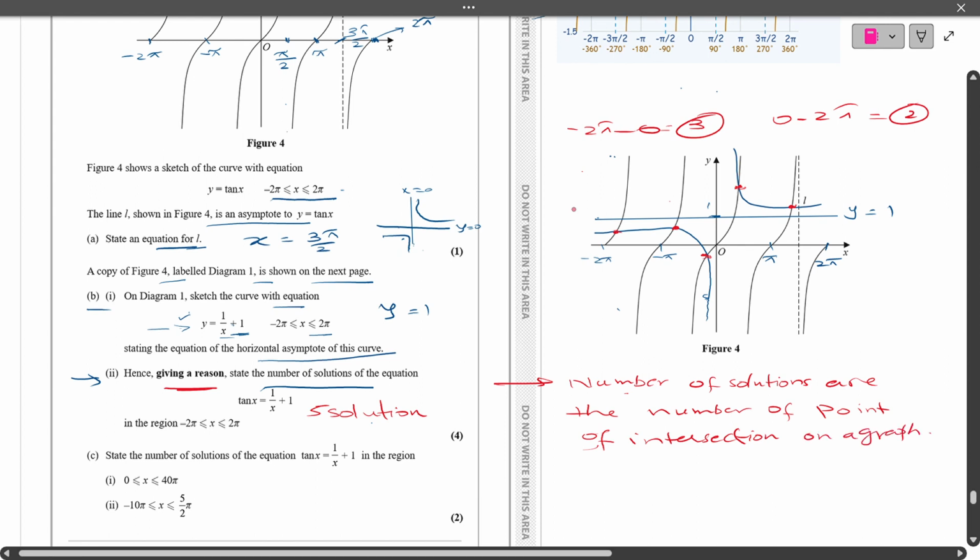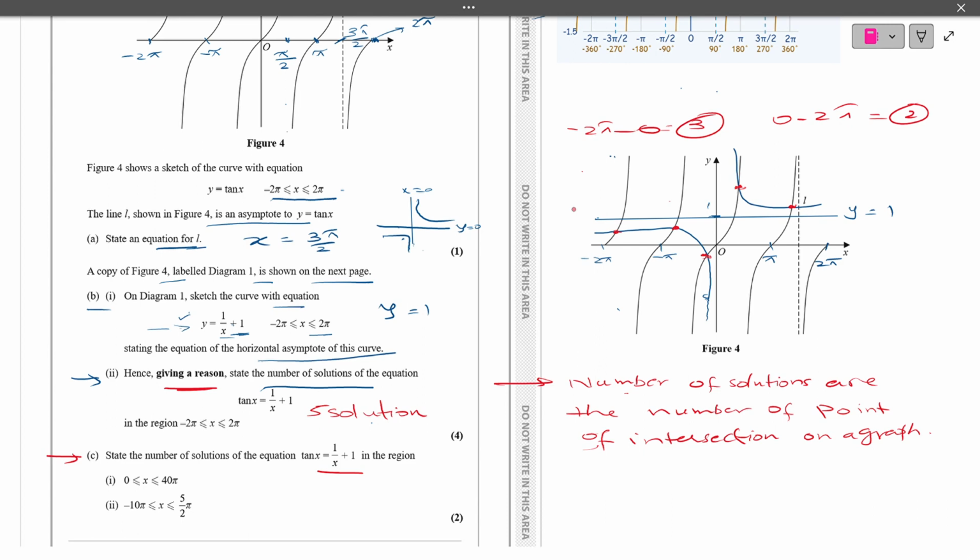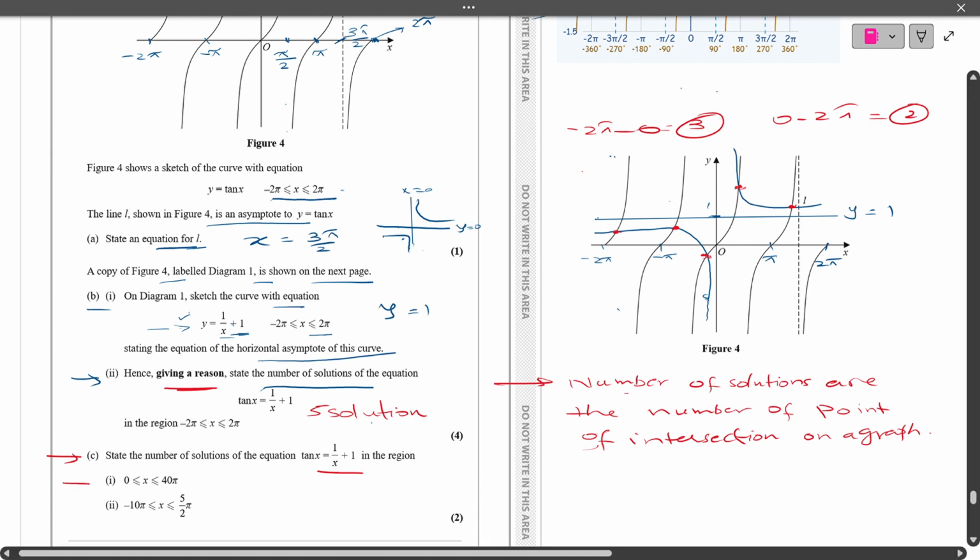All right. Okay. So C part is state the number of solutions of the equation tangent x equals to 1 over x plus 1. Same graph, same figure in the region 0 to 40 pi, and the second part is negative 10 pi to 5 pi over 2. First, let's stick to 0 to 40 pi.